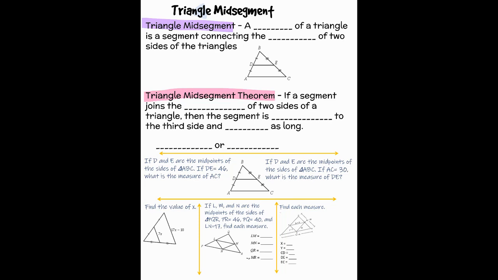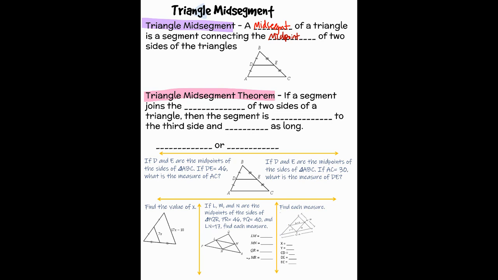Triangle midsegment. Continuing on within our triangles. A midsegment of a triangle is a segment connecting the midpoints. What's a midpoint? It is the point of a line segment dividing it into two congruent parts, of two sides of our triangle.